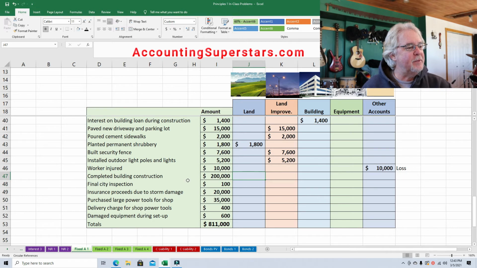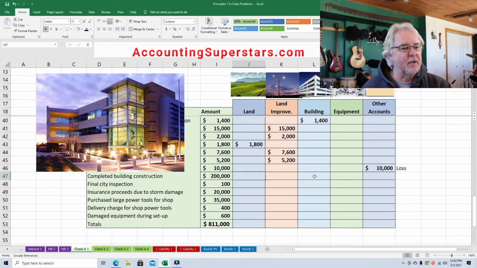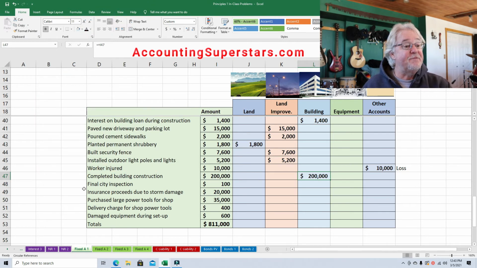All right, so completed building construction. So $200,000 to complete that building construction. Final city inspection for the building. So we'll put that under the building category.